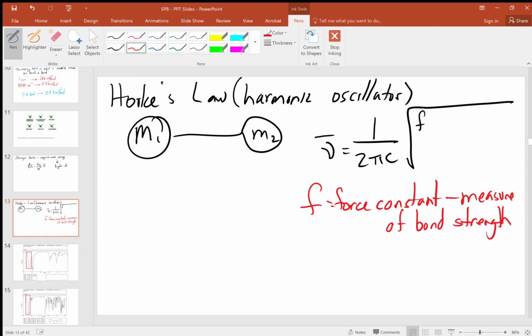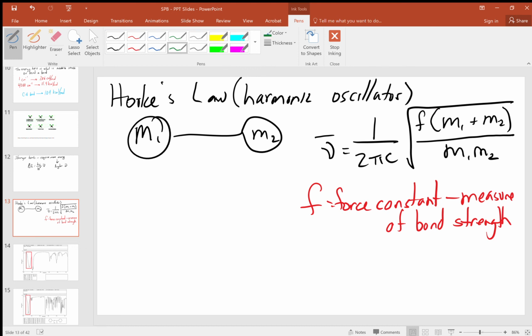So if the force constant is high, if the bond is strong, then that means we have a high force constant. So we take the force constant times the sum of the two masses, m1 plus m2, divided by the product of the two masses, m1 times m2.